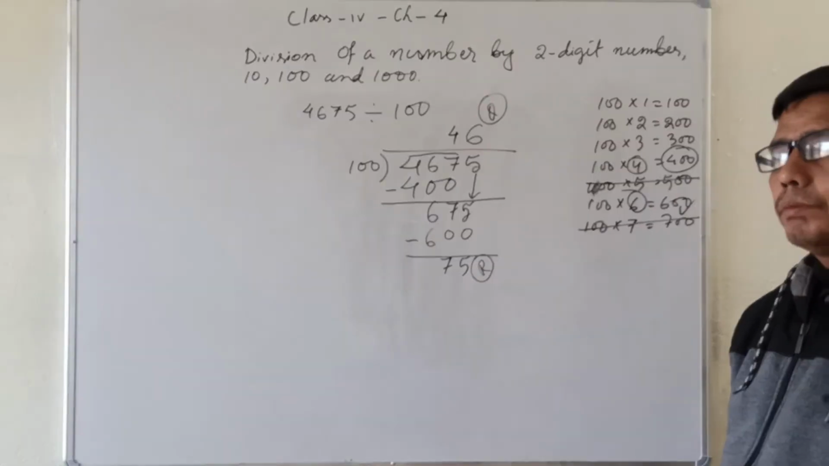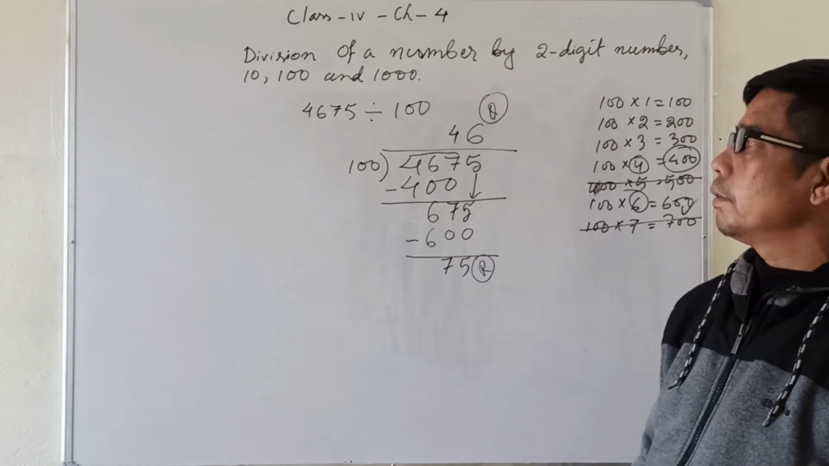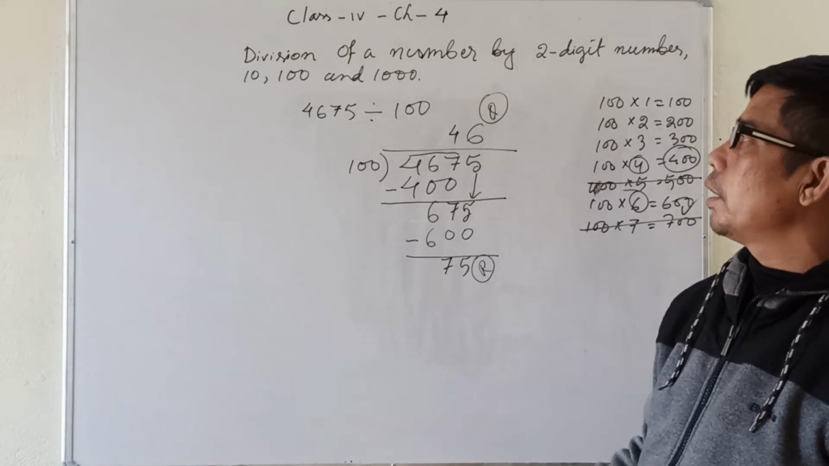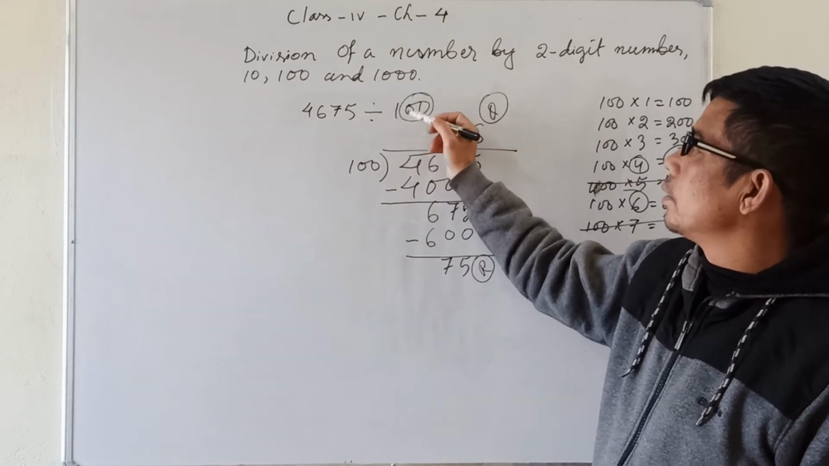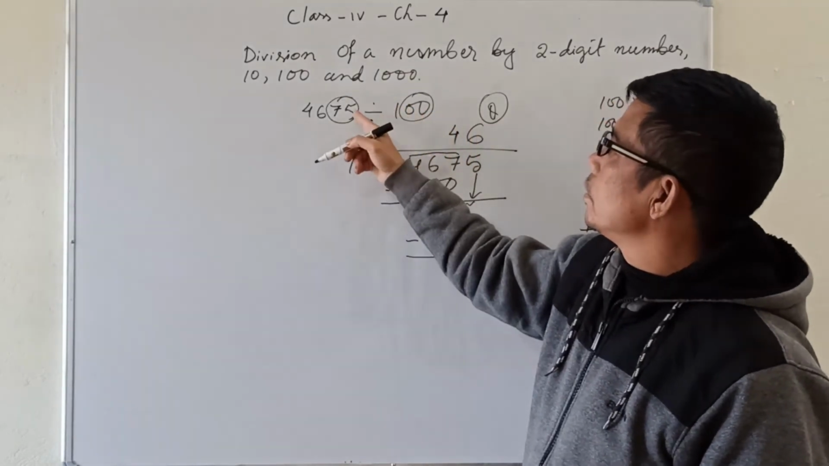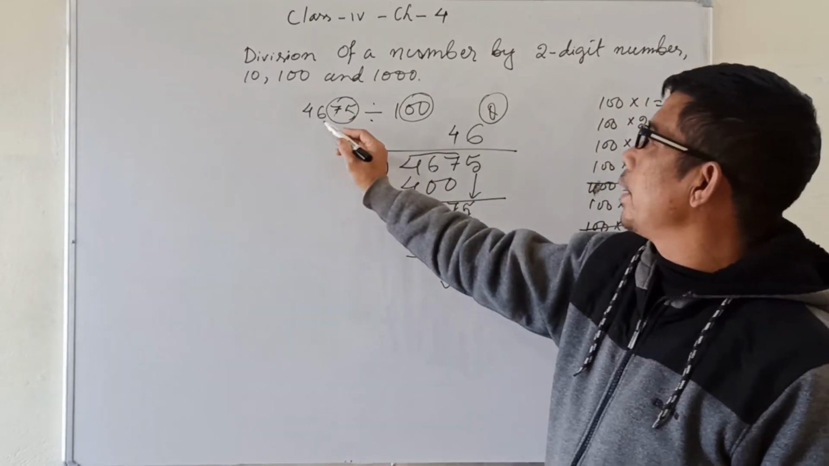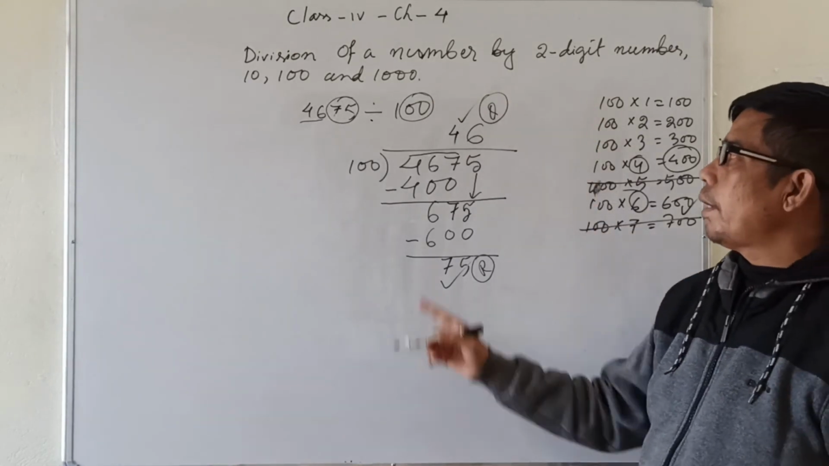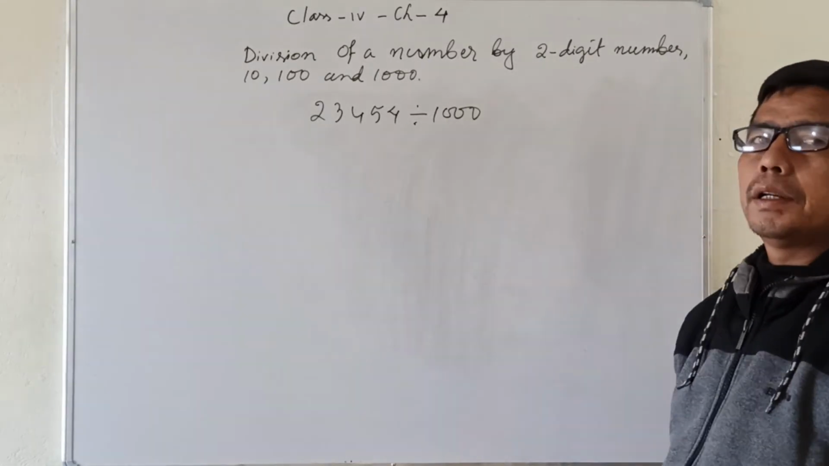As in the case of division by 10, without division we can decide the quotient and the remainder. In the case of division of a number by 100, here how many zeros are there? 2 zeros. So 2 zeros means the last 2 digits. The last 2 digits will always be the remainder, and the remaining digits will always be the quotient, in the case of division of a number by 100. And let's come to the last case, that is division by 1000.